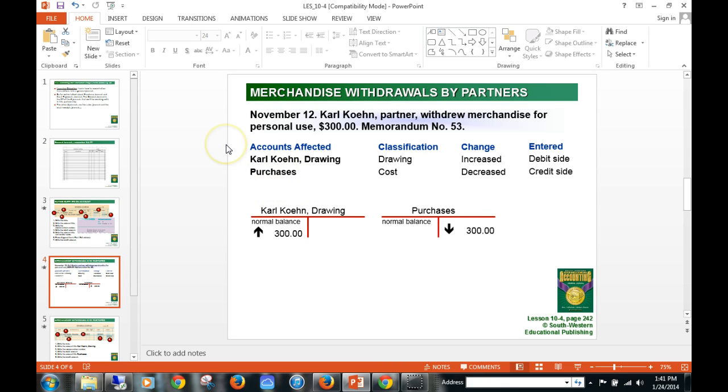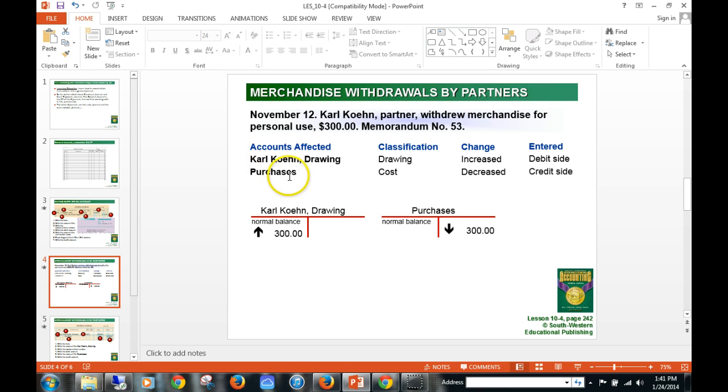The other transaction that we're going to talk about real briefly is merchandise withdrawal by a partner. Now, for the most part, if you're a partner, you're going to withdraw cash. You want cash. You want the company to write you a check for your profits. There are certain circumstances where the partner might withdraw merchandise instead of cash. Well, that merchandise is still personal use. It's going to come out of the drawing account. So it's just like withdrawing cash for personal use. It's kind of the same thing, just another account is affected.